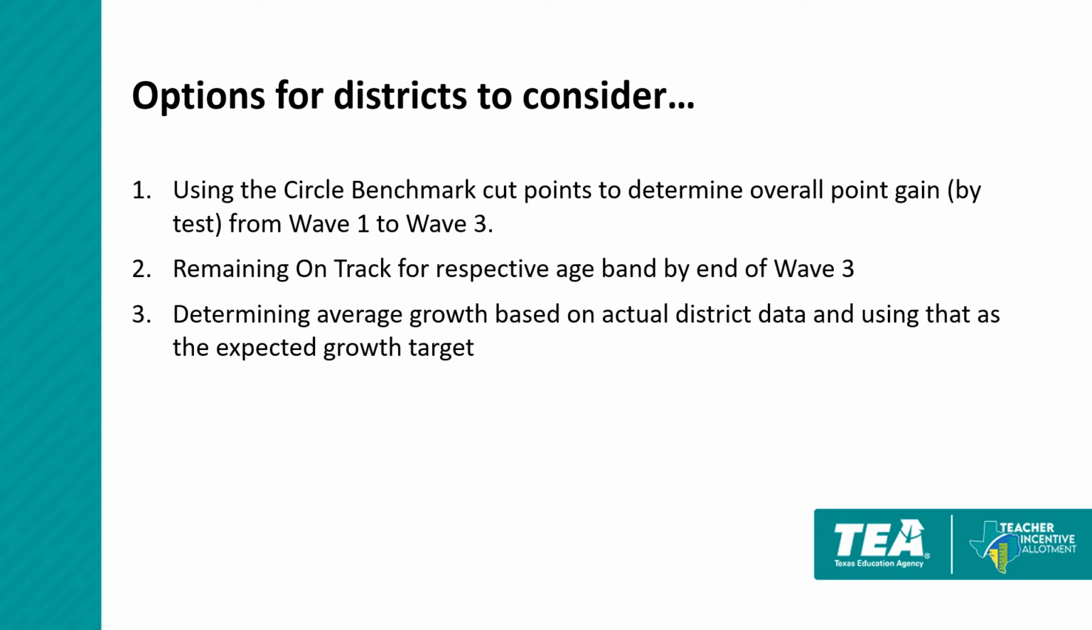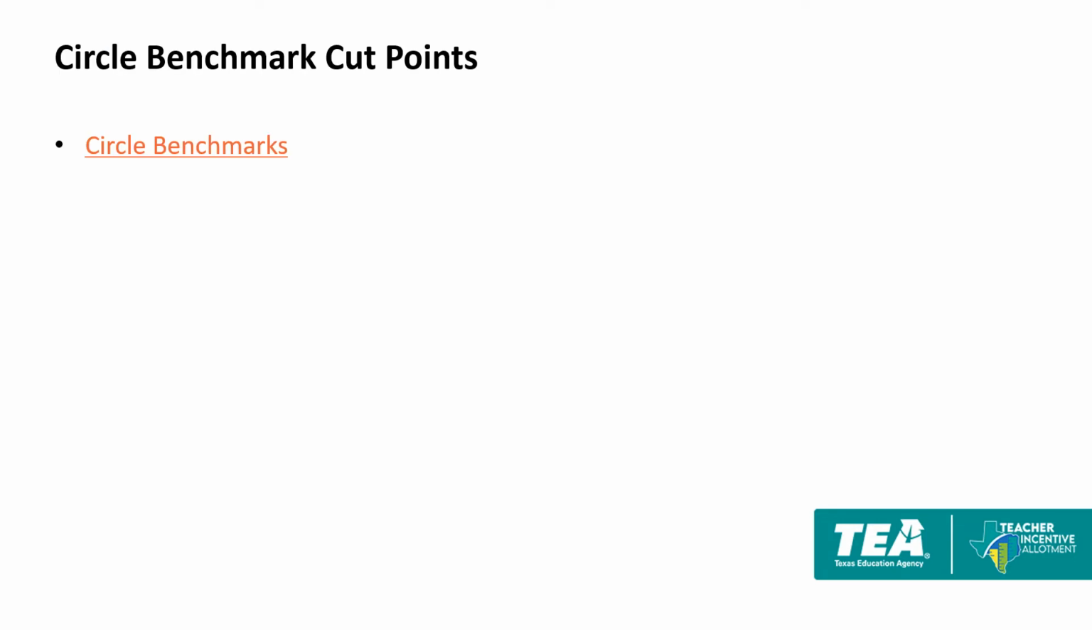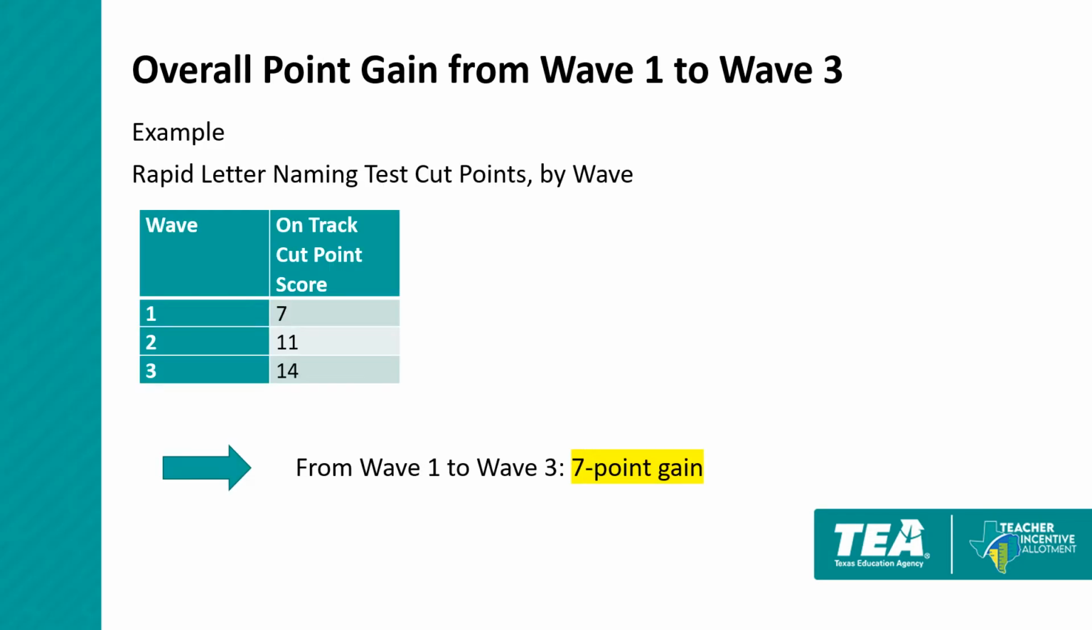The first is using the CIRCLE benchmark cut points to determine the overall point gain from Wave 1 to Wave 3. The second is to count students who remain on track for their respective age band as having met expected growth. The third is to determine the district's actual growth from Wave 1 to Wave 3, and then use that growth data to set expected growth targets. You can reference the CIRCLE benchmark cut points at the link provided on this slide.